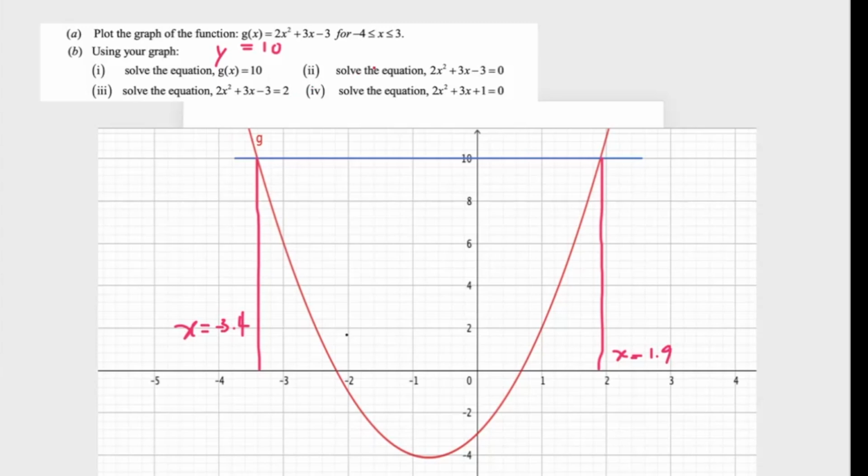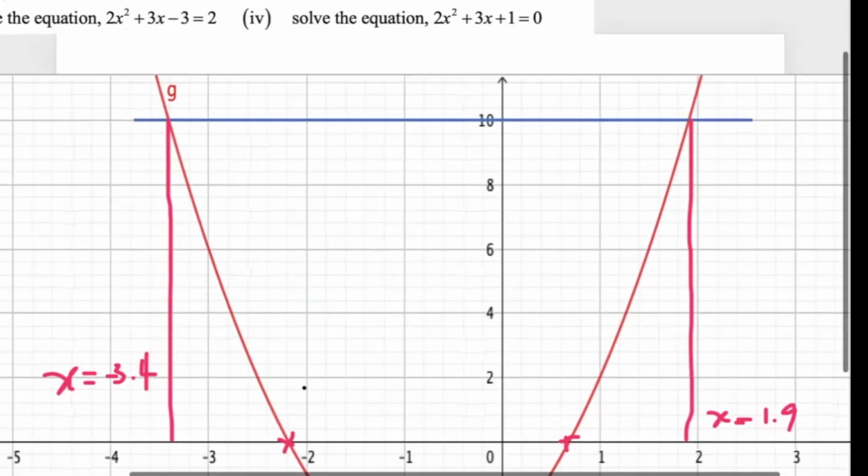All right, the next one we have is 2x squared plus 3x minus 3 equals 0. This is exactly the same as the graph that we just drew. So this is the same thing as saying y equals 0. And I would ask you, what is y equals 0? I'm hoping you're seeing where the graph cuts the x-axis, because the x-axis is y equals 0. So we need to read off where the curve cuts the x-axis. That's where we read.